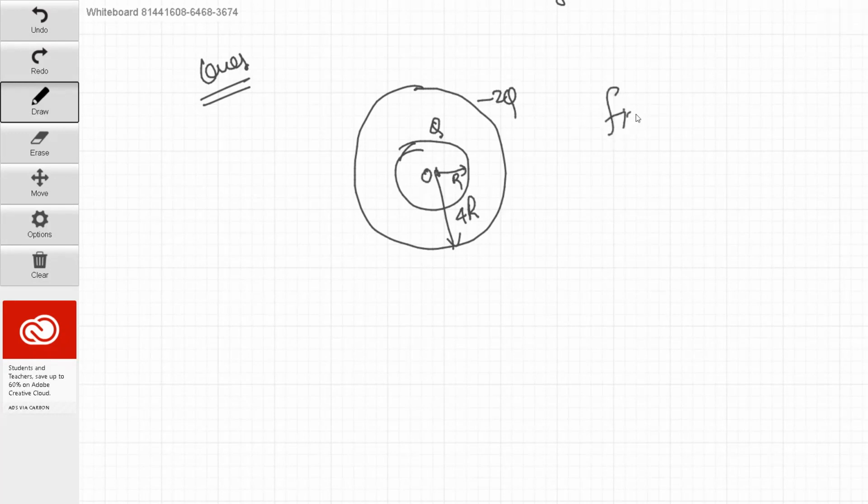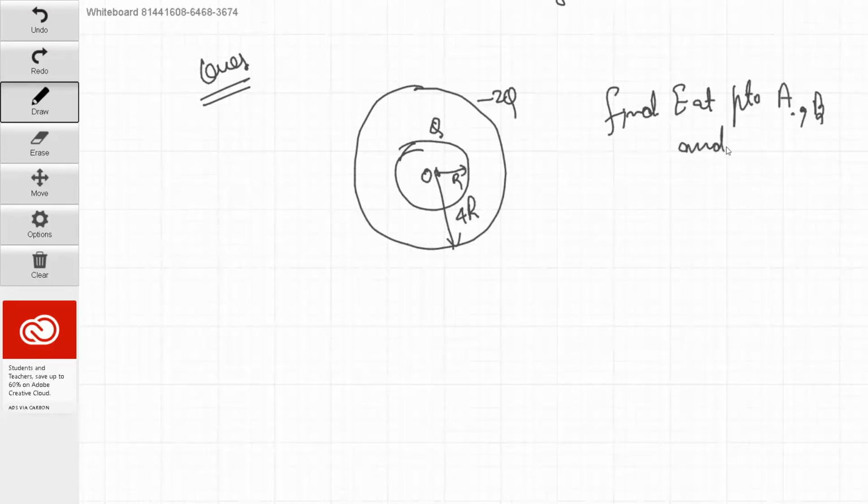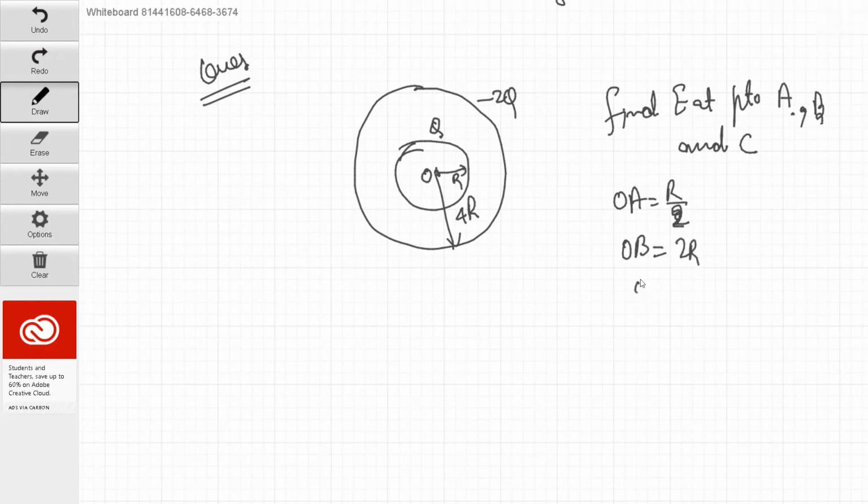Find the electric field at point A, B, and C. OA is equal to R by 2. OB is equal to 2R. OC is equal to 6R. Do it fast.